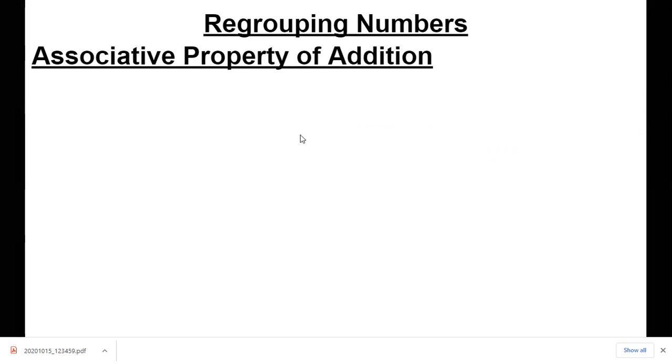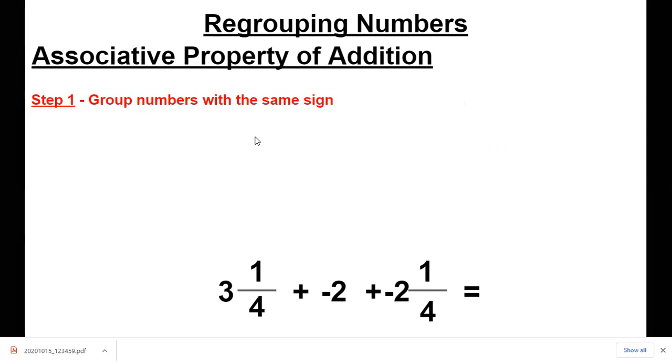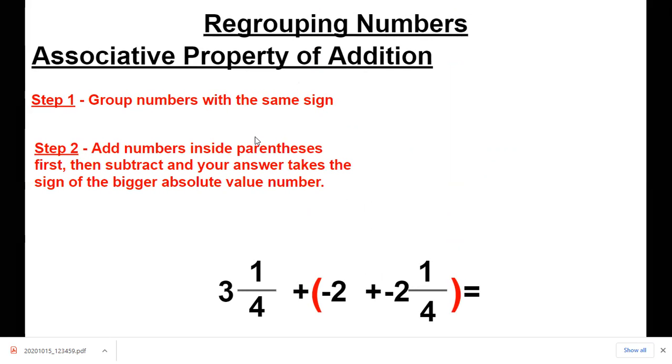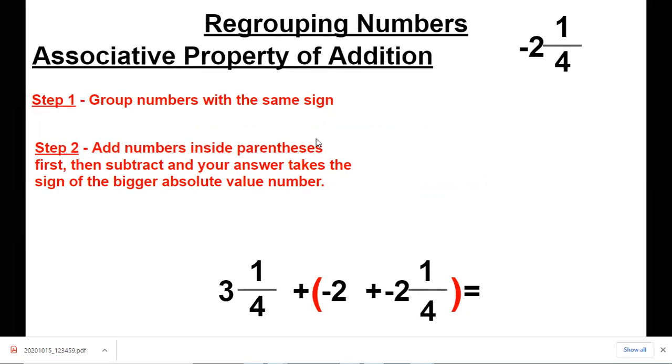Let's try another one. 3 1/4 plus negative 2 plus negative 2 1/4. Step 1, I'm going to group numbers with the same sign. So we have two numbers with negatives. So I'm going to group those. And then I'm going to add the numbers in the parentheses. Then I'm going to subtract my answer from the positive 3 1/4. So let's see how that's going to work. We've got our 2 1/4 at the top there. It's negative.